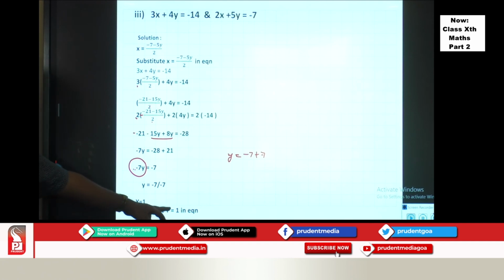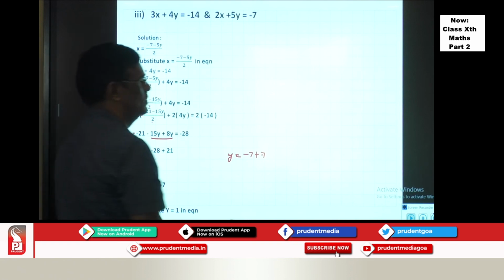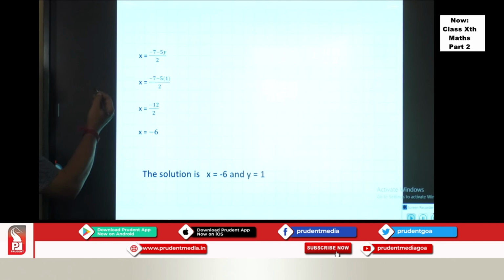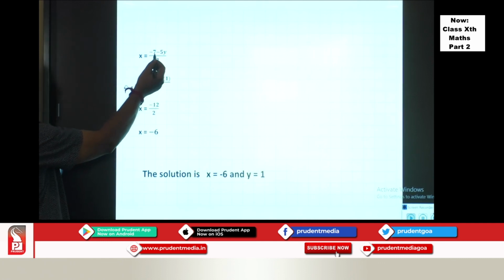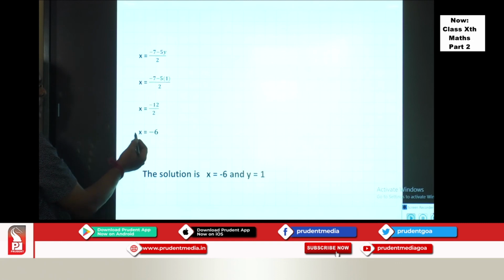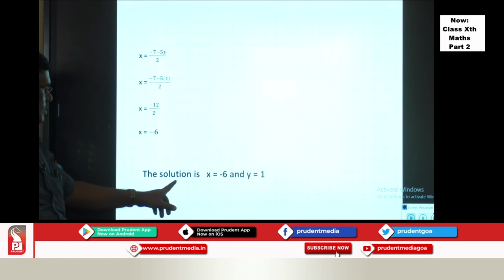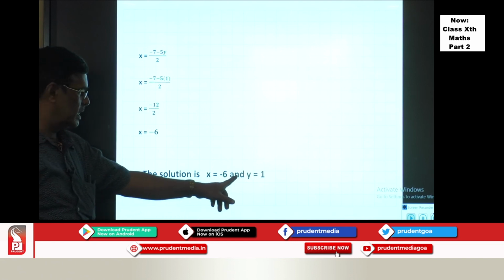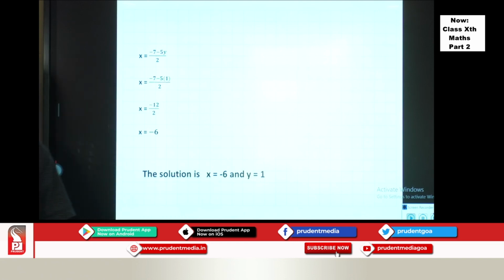Substitute this value y is equal to 1 in the equation. So, I got the value of y is equal to 1. I am substituting that value of y here and I get x is equal to minus 7 minus 5 bracket 1 upon 2. So, what I get? Minus 7 minus 5 is minus 12. So, minus 12 upon 2, therefore, I am getting x is equal to minus 6, and therefore the solution is x is equal to minus 6 and y is equal to 1.